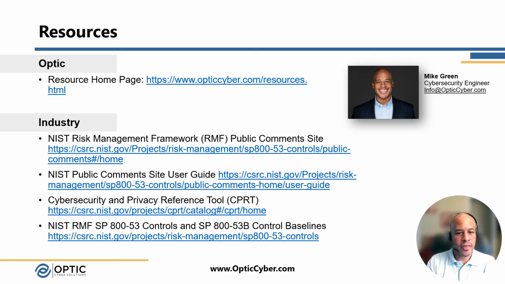I also want to end with a few resources, both related to the 853 comment portal as we talked through. There's also a user guide for that submission portal that may be helpful if you want to provide submissions or review submissions. As I mentioned, the Cybersecurity and Privacy Reference Tool, or the CPRT, and a reference to the 53 controls and baselines are also listed.